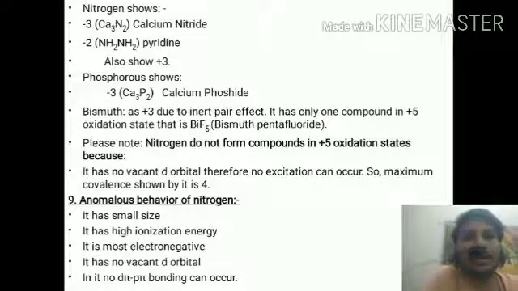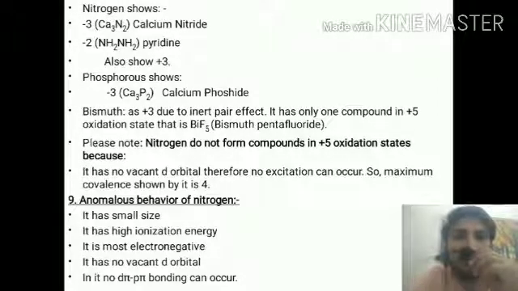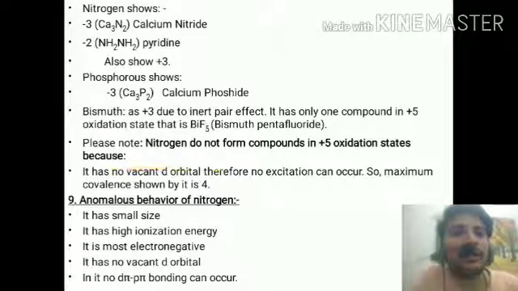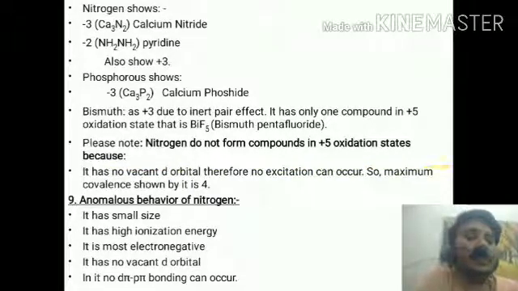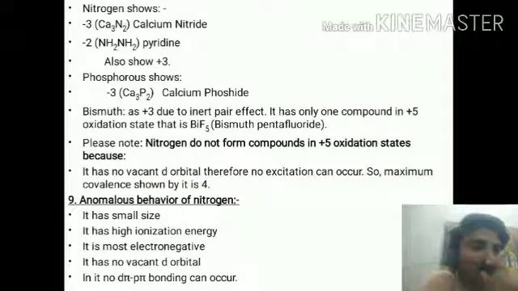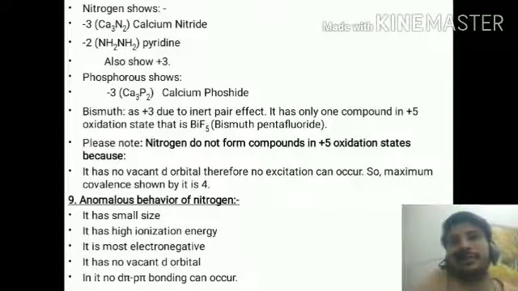So its compounds: the first compound is given as calcium carbide, okay, and pyridine is also a compound of nitrogen. Please note that nitrogen does not form compounds in the +5 oxidation state because it does not contain a vacant d orbital. Okay, now the anomalous behavior of nitrogen.